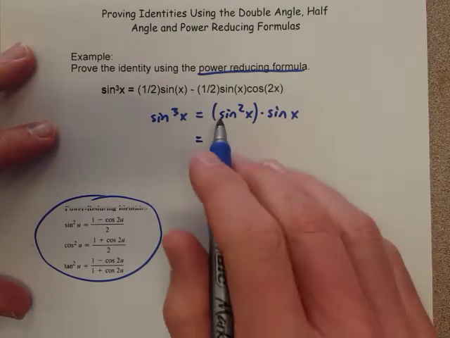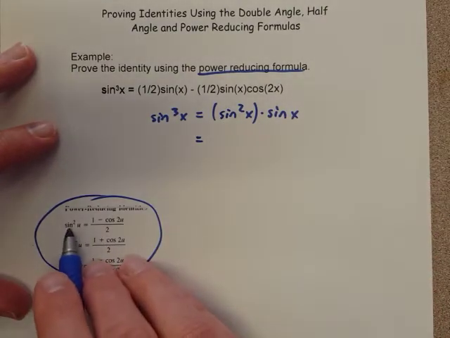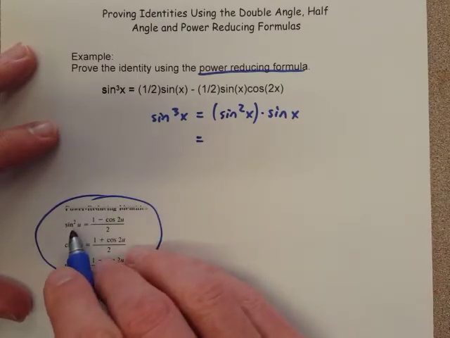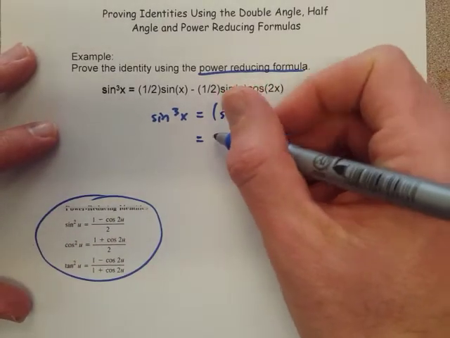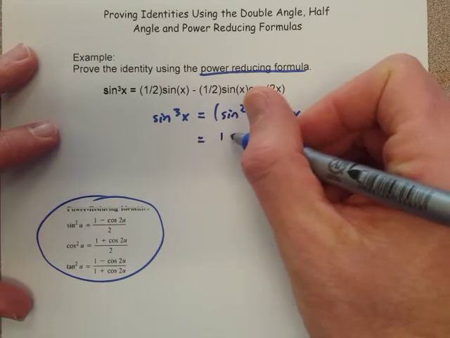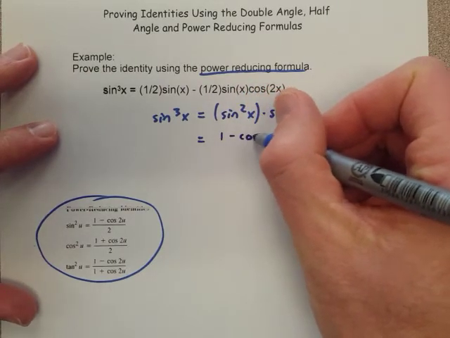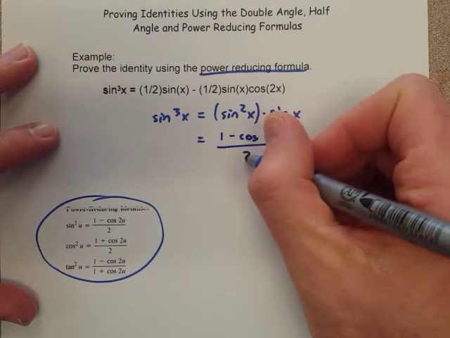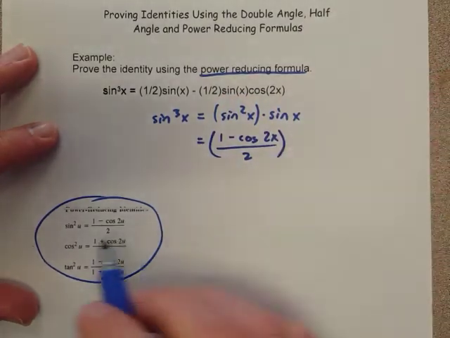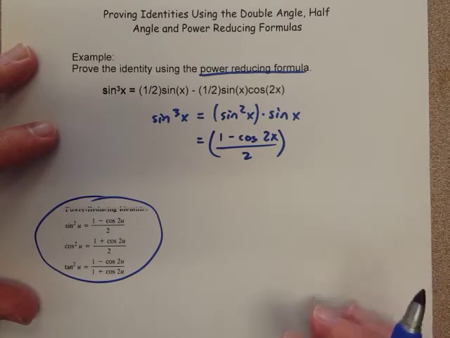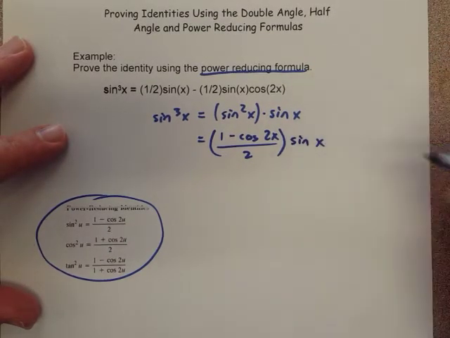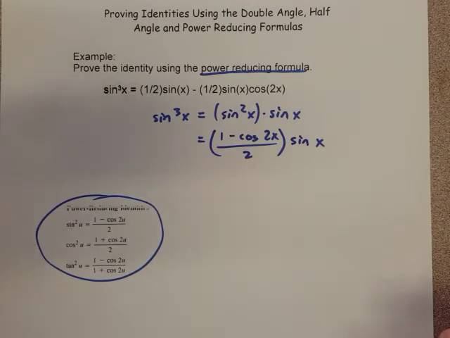That'll be next. So sine squared. It's a u in here, but we have an x here. So if we've got sine squared, we're going to replace this with 1 minus cosine of 2x over 2, due to the fact that that's what the power reducing identity is. And then multiply by sine of x, as that is still sitting there.